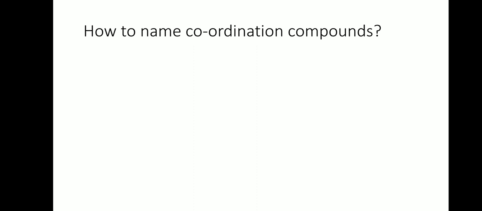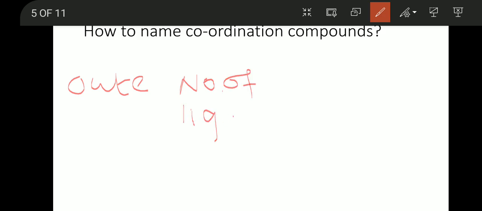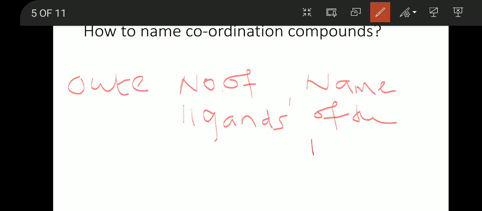So here, after you name the outer sphere, I'll write outer sphere here. Then you have to name the number of ligands. If we are taking a certain ligand, we have to name the number of ligands. Then we have to name that ligand, the name of the ligand, and then only finally we name the central atom.